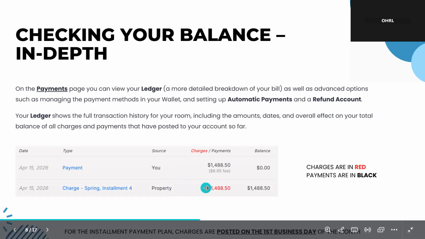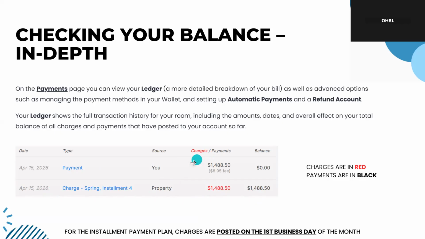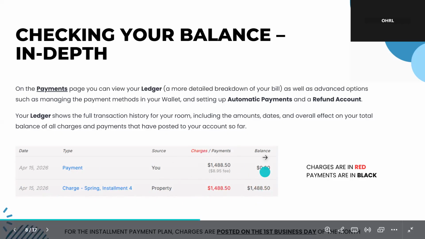As you can see, we have a charge in red here of $1488.50. This is from a prior academic year for the final fall and or spring installment charge. And then same day, due April 15th, a payment was made by you for that same amount. And this sort of tracks chronologically your on-campus housing bill. So you might see, okay, we had a charge here that was added to the overall record of your bill as a balance, and then that was paid off by this payment.